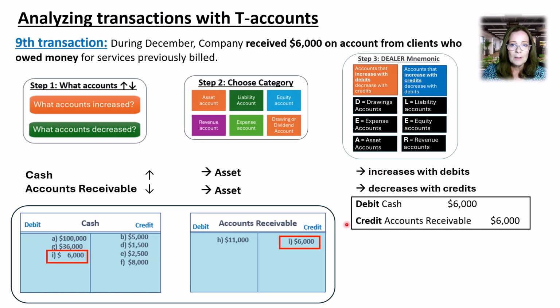We'll now write this transaction into the T accounts. We find the T account for cash, write the transaction ID of I and $6,000 into the debit column of the cash account because we determined in step 3 that we would debit cash. The amount for the accounts receivable account decreased. We learned in step 3 that asset accounts decrease with credits on the right side of the T account. We find the T account for accounts receivable and write the transaction ID I and the amount of $6,000 into the credit column of the accounts receivable T account.